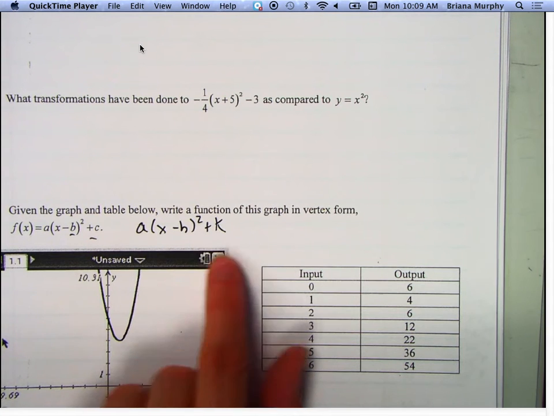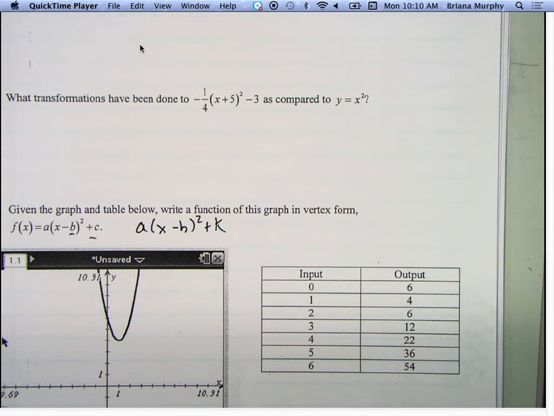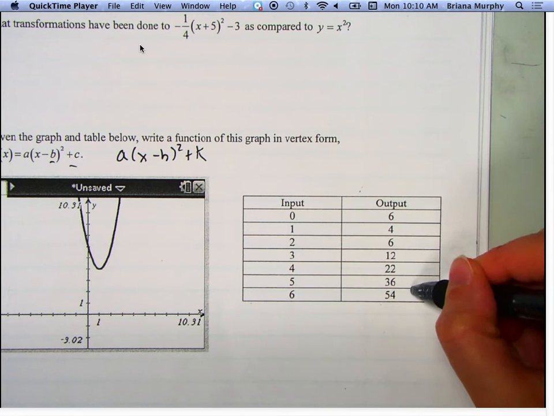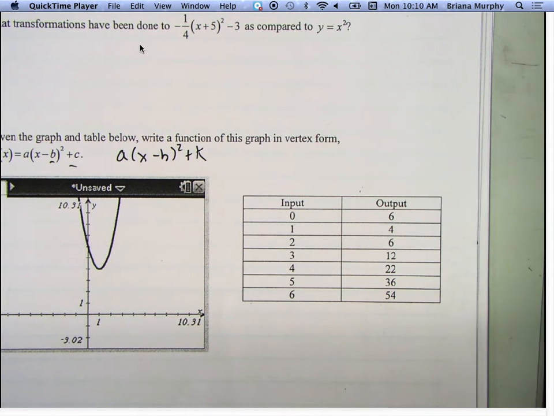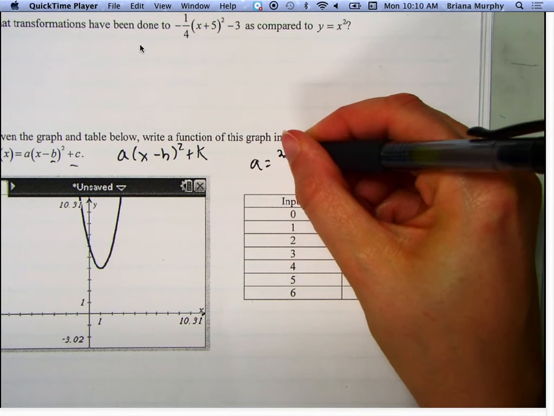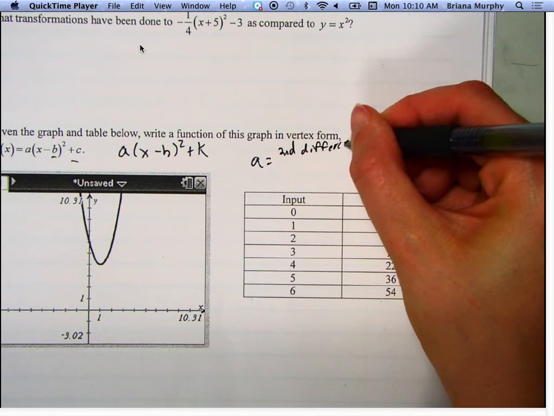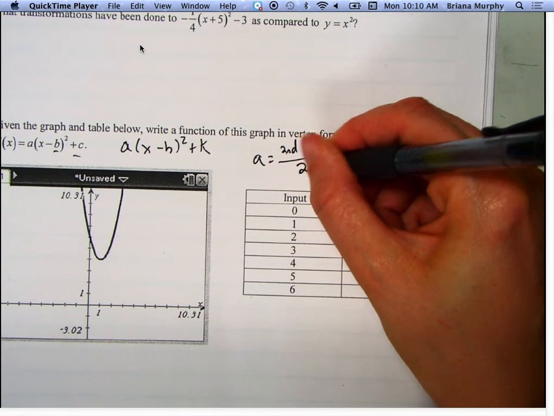You're going to find your vertex. We know where our vertex is because it's where y starts repeating itself on either side. And then we're going to find a by the second differences. So you find the difference between the outputs, and then you find the differences between the differences. And then a equals the second differences divided by 2.